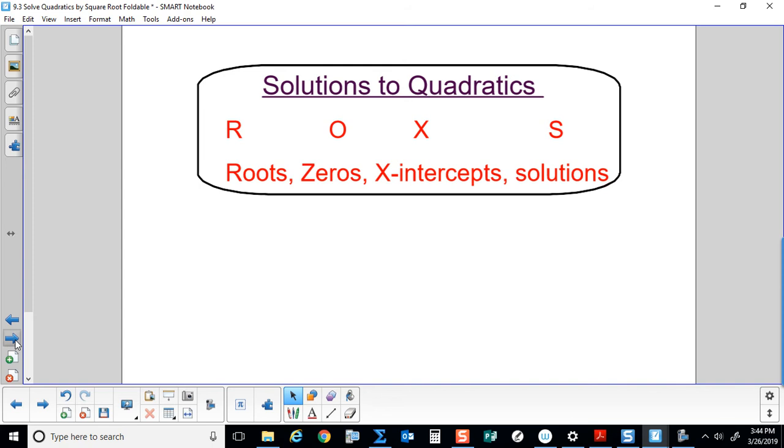When we graphed, we found the x-intercepts, or the zero of the function. Today we'll be taking the square root, so we will be finding the roots of the function. But all these terms are synonymous. We're trying to find solutions to the quadratic equation.